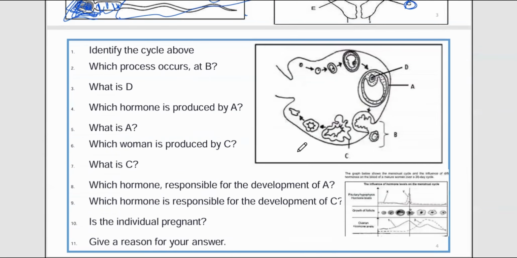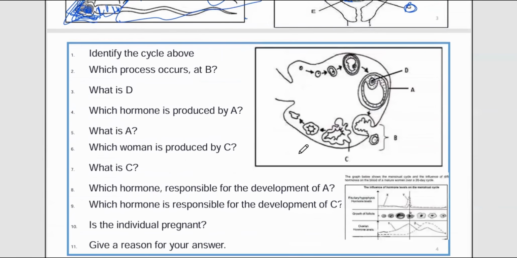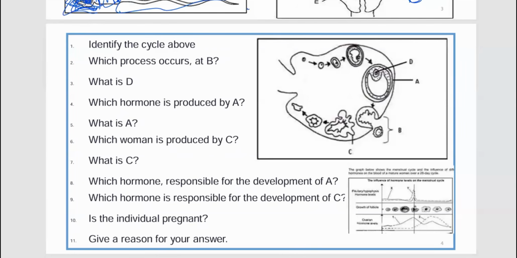So from there, you need to now go to this one. You need also to understand this concept. So this one is an ovary. So basically it's showing you an ovarian cycle. So when it comes to this, you need to know how these developments are happening and what produces what.